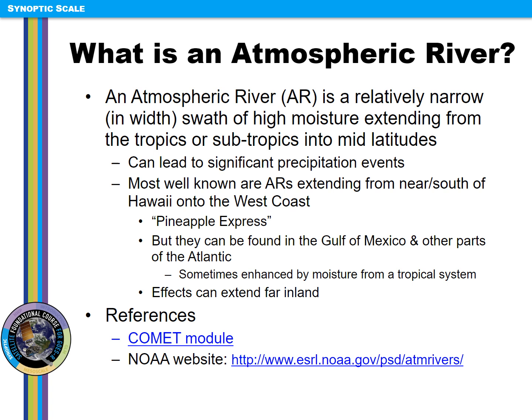It's important to know that atmospheric river events can be found in the Gulf of Mexico and other parts of the Atlantic, and that is where our case study of interest occurs. Sometimes the atmospheric river is enhanced by moisture from a tropical system and can lead to excessive rainfall events. The effects of atmospheric rivers can extend far inland. For more information on atmospheric rivers, I'll include some links under the references here.